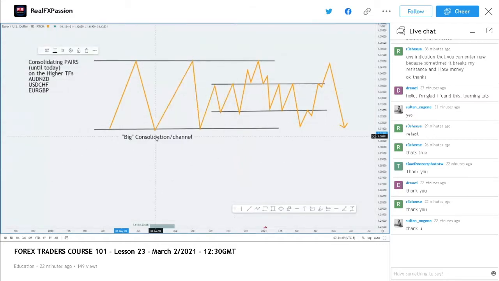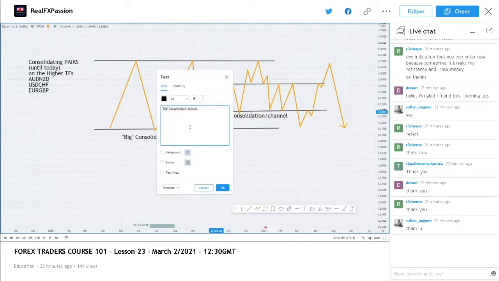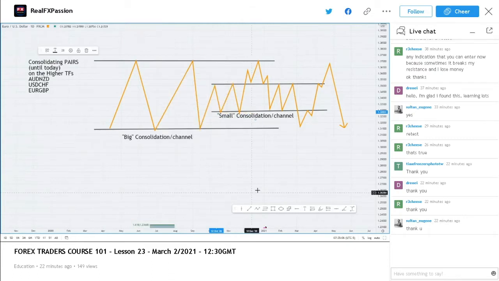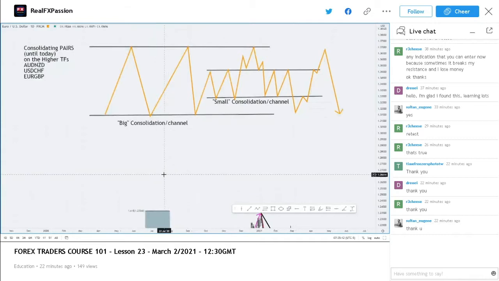And then many times, not always, but many times, we have a smaller consolidation inside the channel. And the lesson today, everybody, is how to trade this one, how to trade those two.